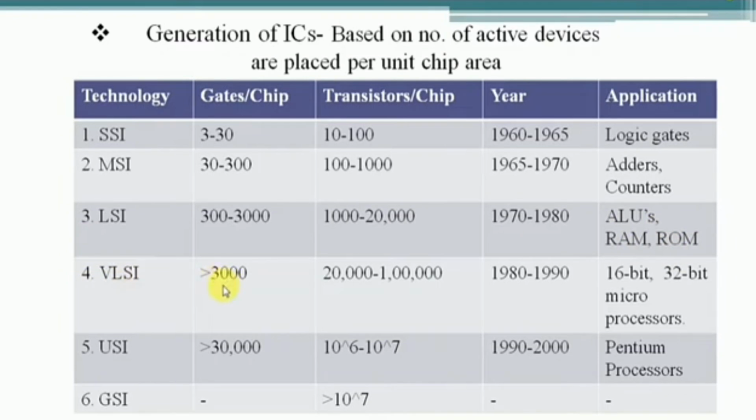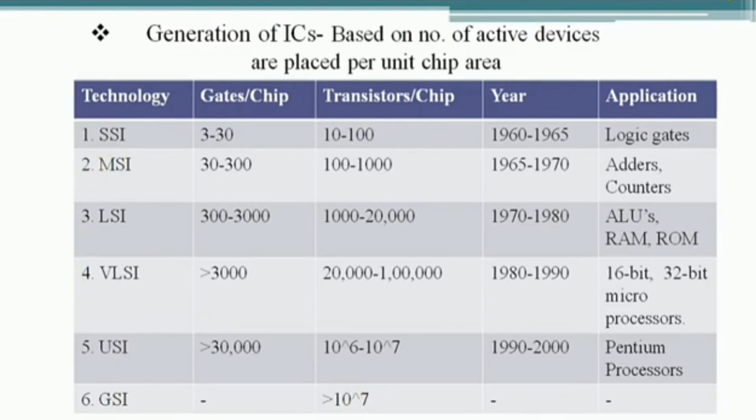The fourth one is very large scale integration. It has more than 3000 gates per chip, with 20,000 to 1 lakh transistors, and it was introduced and used in 1980 to 1990, with applications like 16-bit and 32-bit microprocessors. The fifth one is ultra large scale integration. It has more than 30,000 gates per chip, with 10^6 to 10^7 transistors, introduced in 1990 to 2000, and its application is the Pentium processor. The sixth one is giant scale integration, which has more than 10^7 transistors per chip. This is the brief introduction to the generation of ICs.